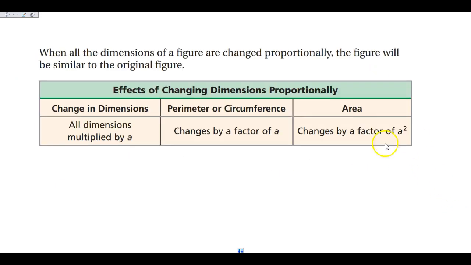And again, if we come back to this chart, if the factor that my area changed by was 3, 3 is my a squared. So that meant all the dimensions were multiplied by the square root of that, which is the square root of 3. All right, my perimeter or circumference would also be affected by the square root of 3.